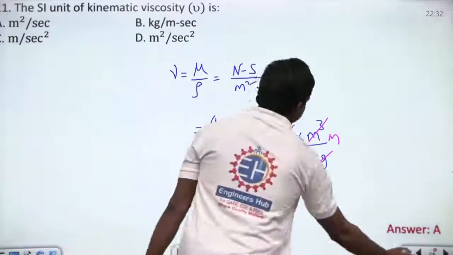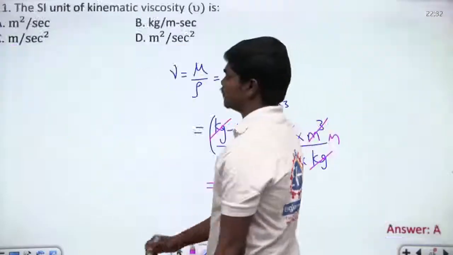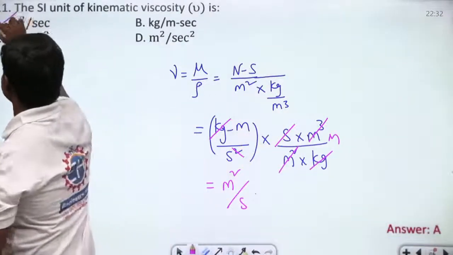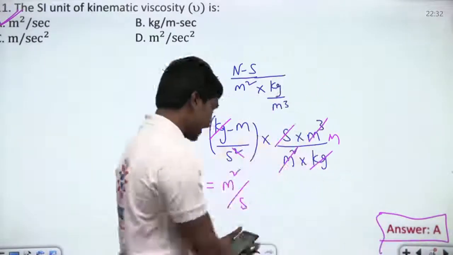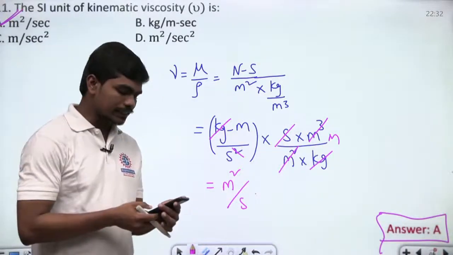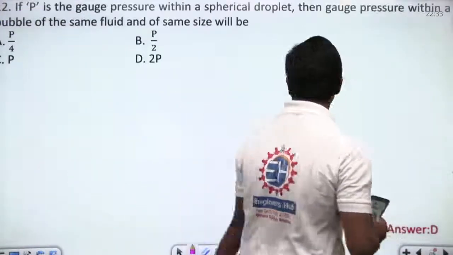And also you can see from its previous question that meter square per second is the SI unit of kinematic viscosity. Correct? So meter square per second, option A directly, which we have stated. Yes, the correct answer is A, meter square per second. Okay, so let us go for the next question.